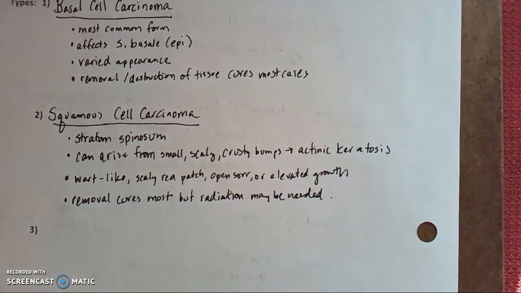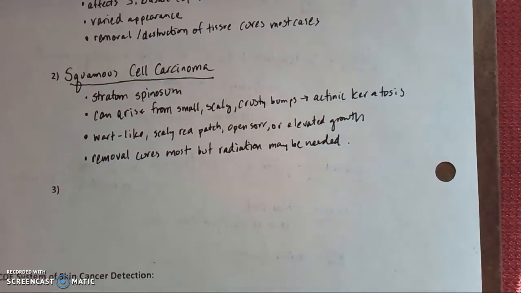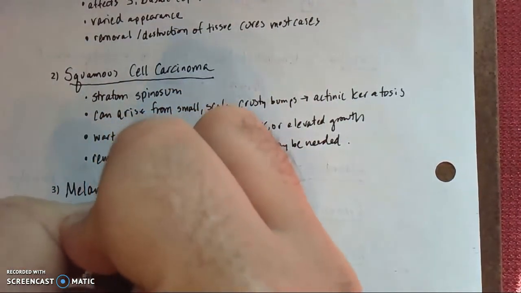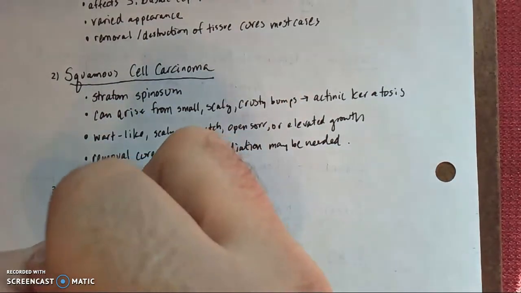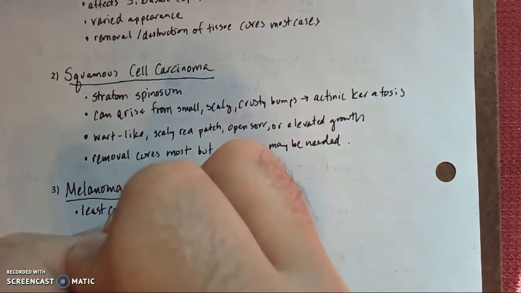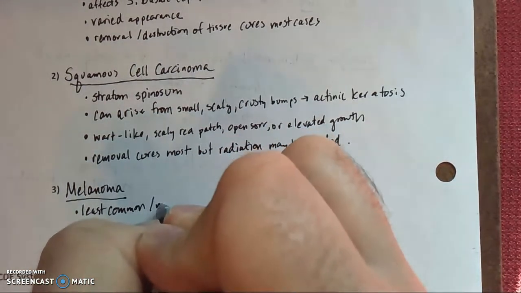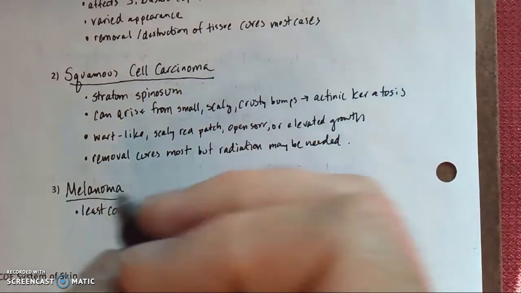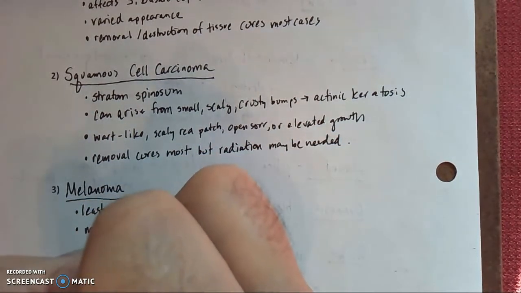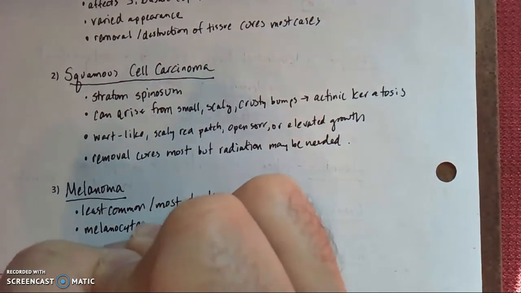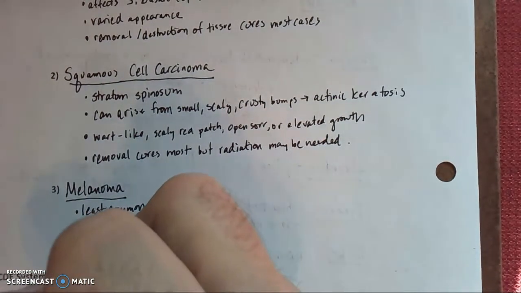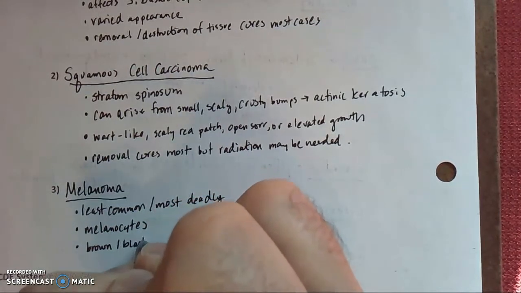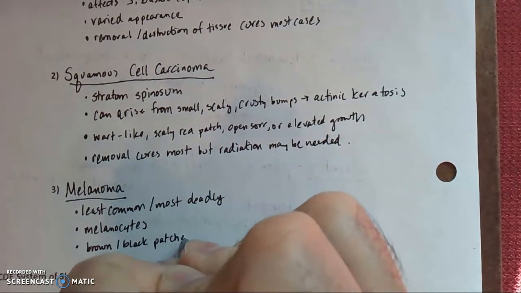And then the last one is the one that you have to worry about the most, and that is melanoma. This is the least common, but it's also the most deadly. This affects melanocytes. And most of the time, these are brown or black patches on the skin. They look pretty gnarly.